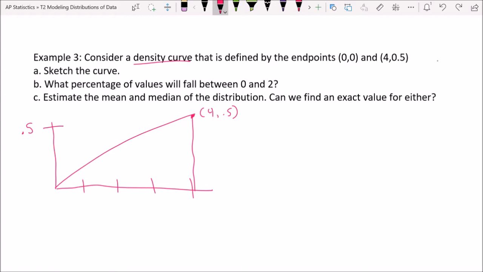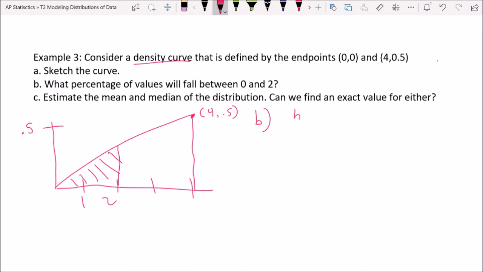Let's go to part B. What percentage of the values will fall between 0 and 2? All right, 2 is right here. 0 and 2 is this shaded area. So what this means is the percentage of values that fall there is the same as the area of that triangle. So here's our work for part B.